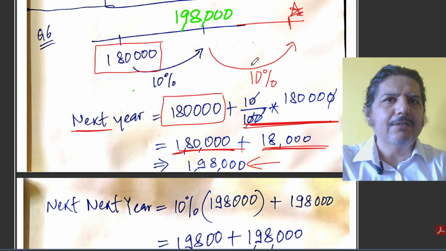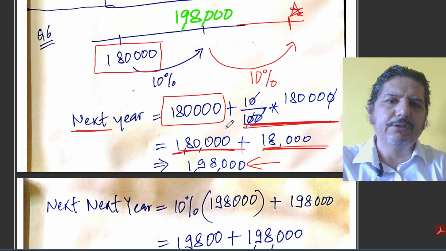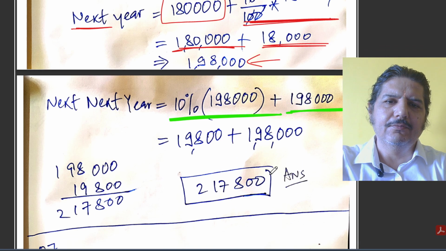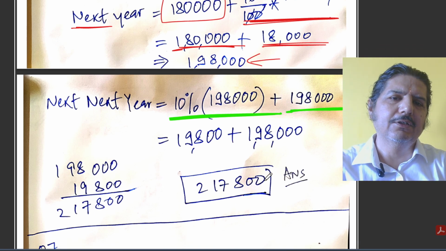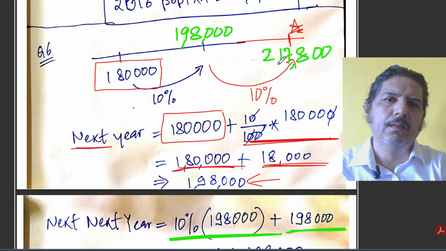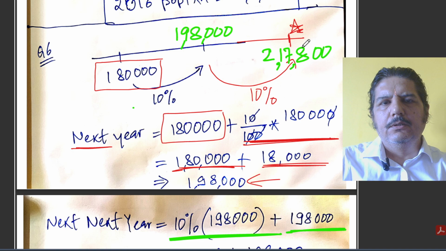Then it will increase by 10% more. So the population will be 10% of 1,98,000 plus 1,98,000. So when I calculate this, the answer would be 2,17,800. I'll explain this again.